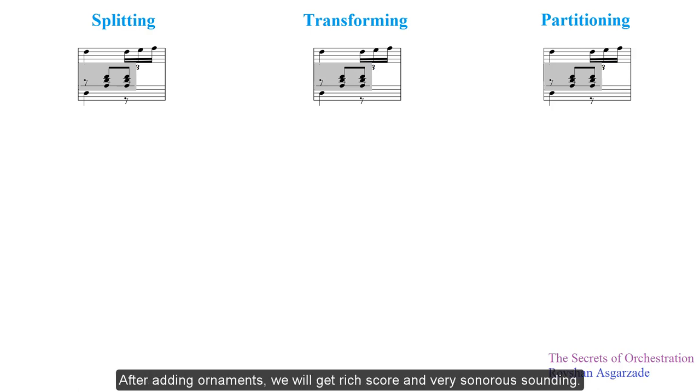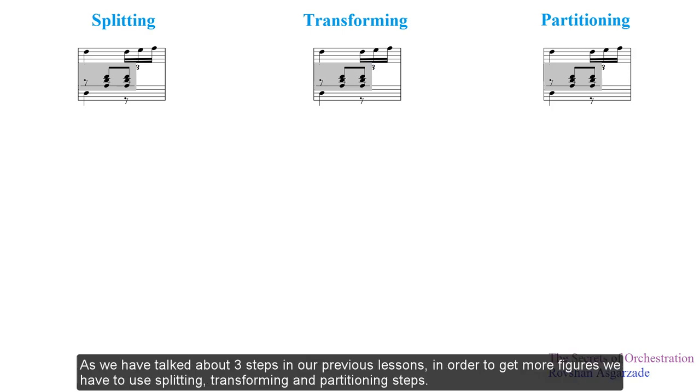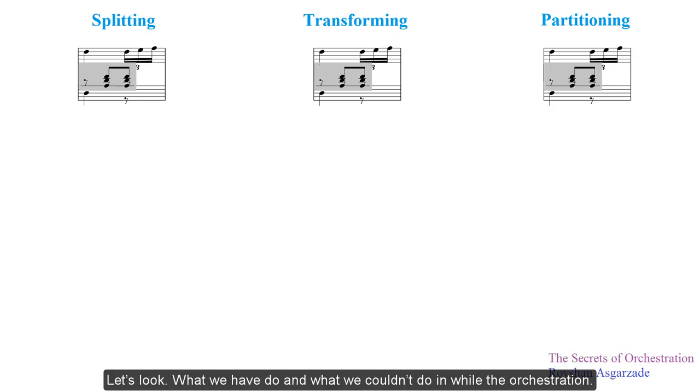After adding ornaments, we will get a rich score and very sonorous sounding. As we have talked about three steps in our previous lessons, in order to get more figures, we have to use splitting, transforming, and partitioning steps. Let's look at what we can do and what we couldn't do in wind orchestration.